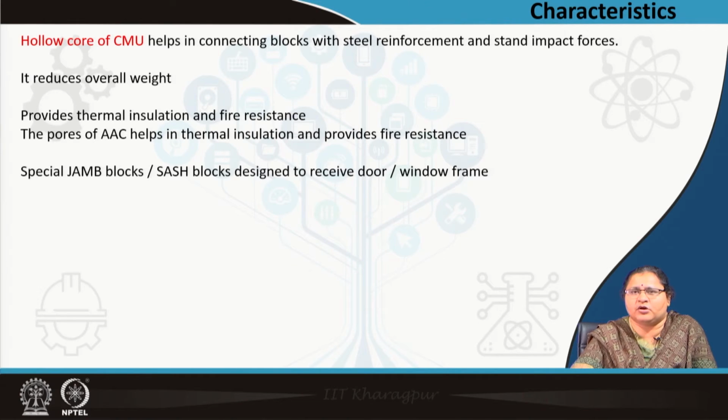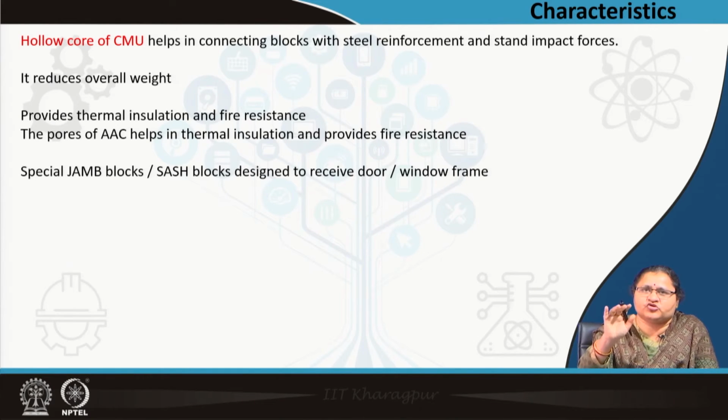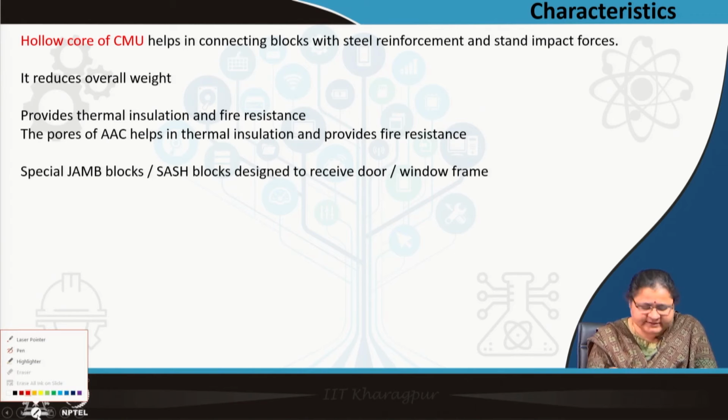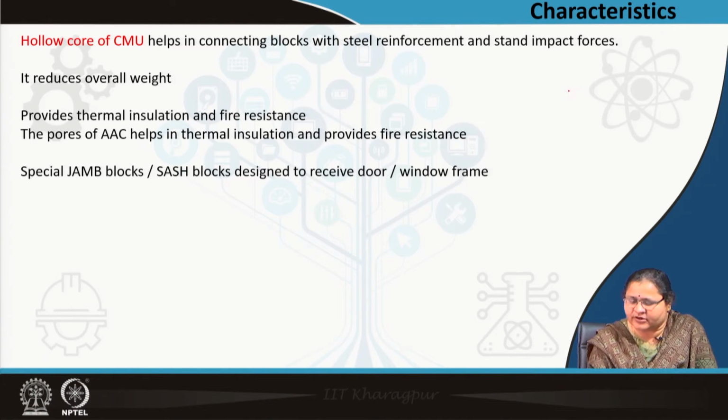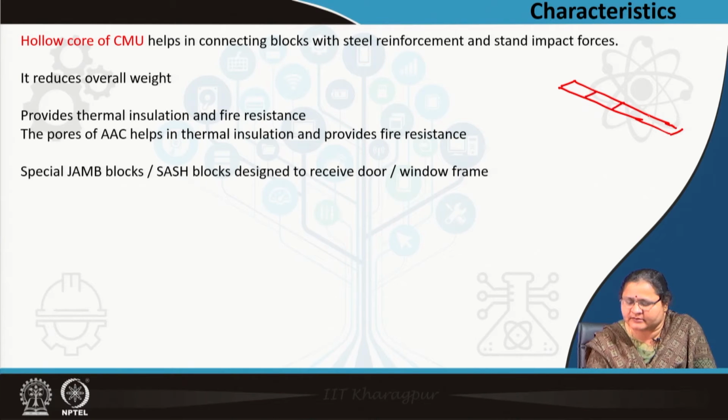As I told you, hollow blocks are not taking the load, but they may experience some impact force, lateral impact. So, you can actually connect the hollow blocks through reinforcement bar. You can have a set of hollow blocks placed with their webs, etc., and you can have a wall being made of it.